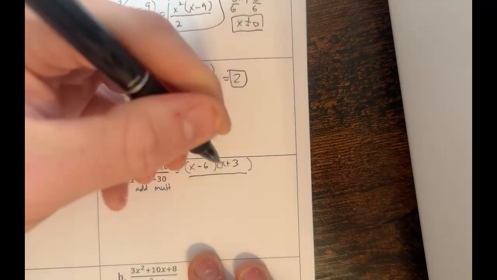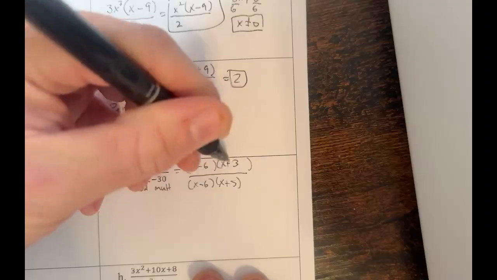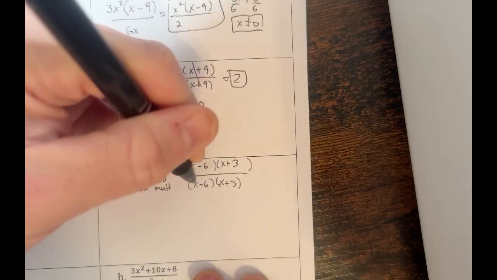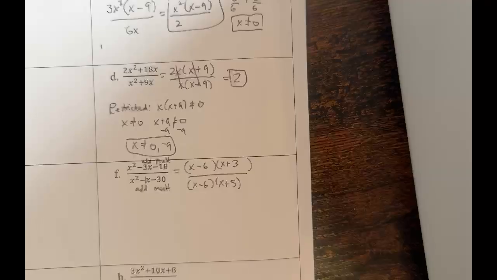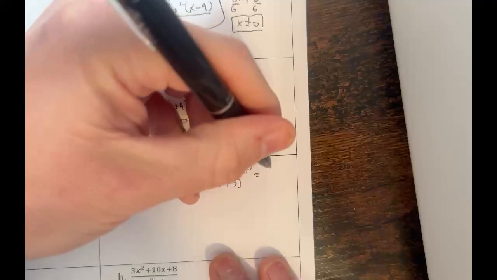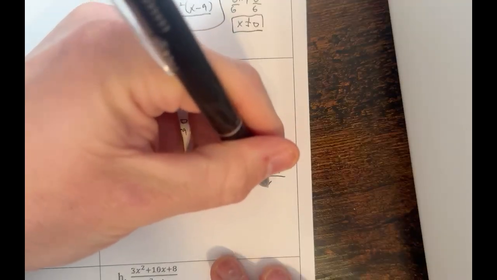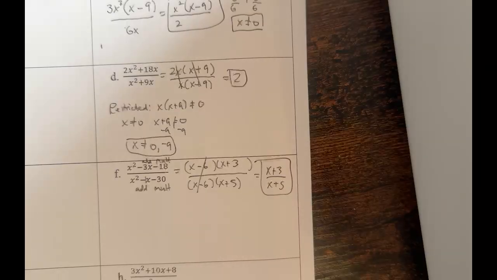So what multiplies to negative 30 and adds to negative 1? What about negative 6, positive 5? Negative 6 times 5 is negative 30. Negative 6 plus 5 is negative 1. Do I have any common factors? I have x minus 6 in common, so I'm going to take that out of here. I'm going to be left with x plus 3 divided by x plus 5. And that's going to be my answer. I can't cancel these x's out because they're not factors. They're not multiplying with the entire quantity on the top and the bottom.